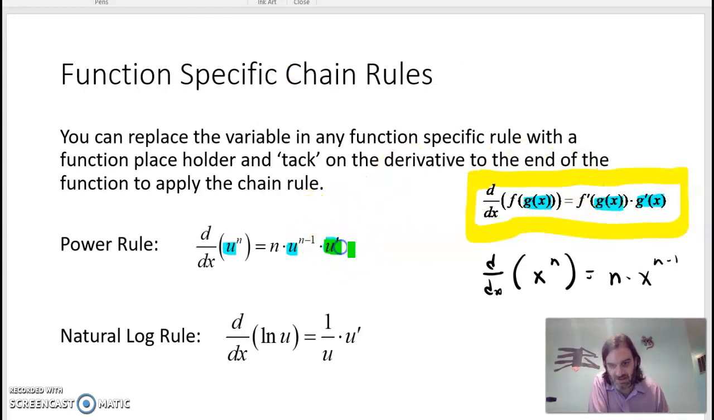Let me change that color a little bit. So we can take all of our function-specific rules and let the function itself be the f, and let the variable in there, the x, be the g. And then we can apply everything as normal. So the natural log of x becomes the natural log of u, and the derivative of that would be 1 over u, but tack on a u prime, similar to the g prime. So let's see how that works and see if it makes our life a little bit easier.